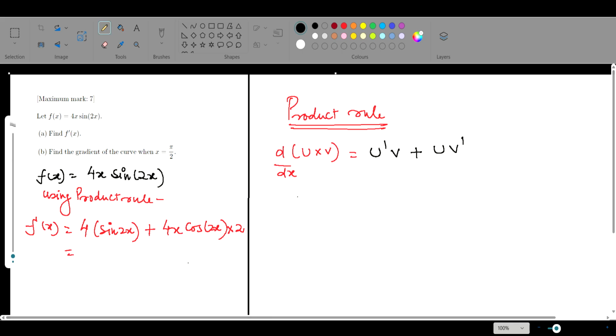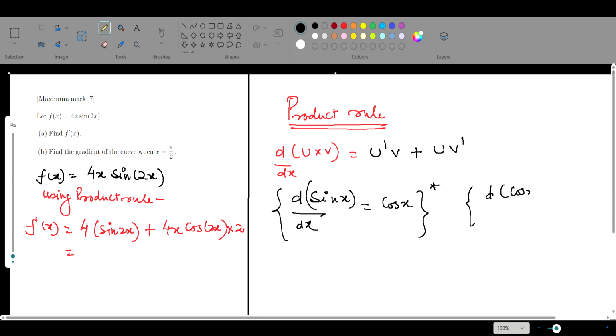Now the next thing that you need to understand here is the differentiation of sine x. What is the differentiation of sine x? The differentiation of sine x is cos x. Please write this down. Similarly, if you ask what is the differentiation of cos x, then the differentiation of cos x is minus sine x. So write these two differentiations. Differentiation of sine x is cos x and differentiation of cos x is minus sine x.